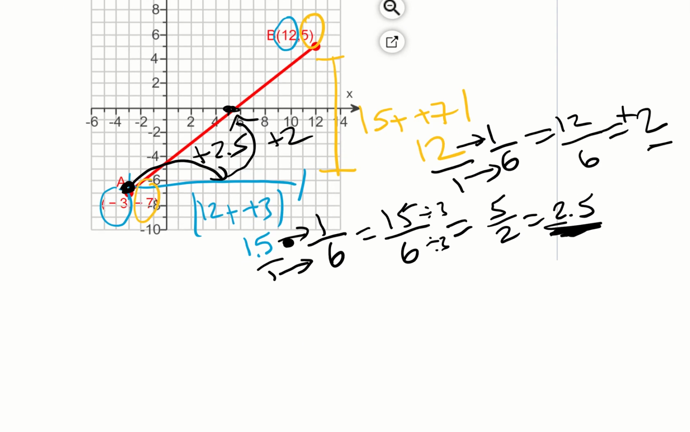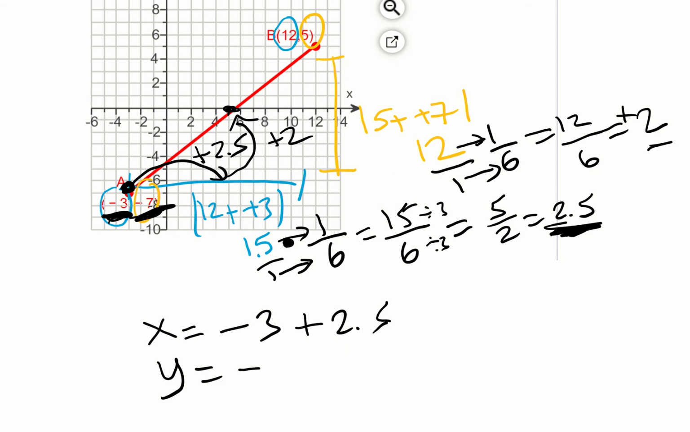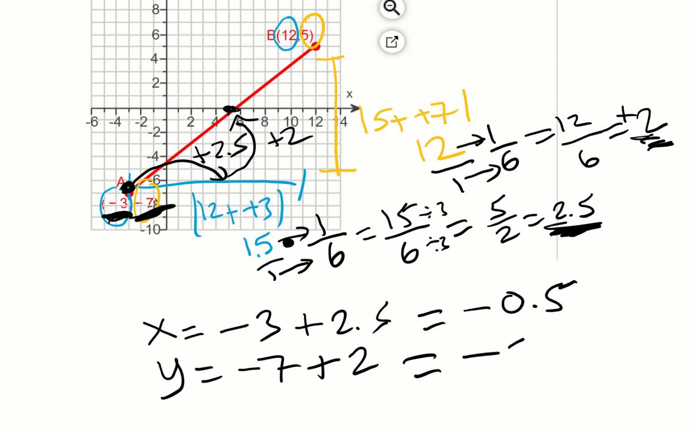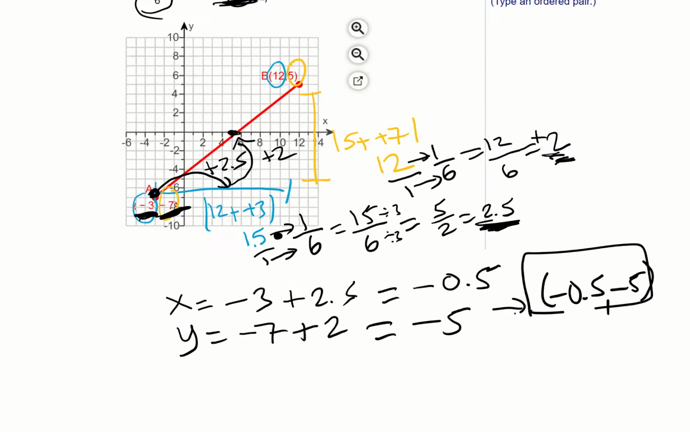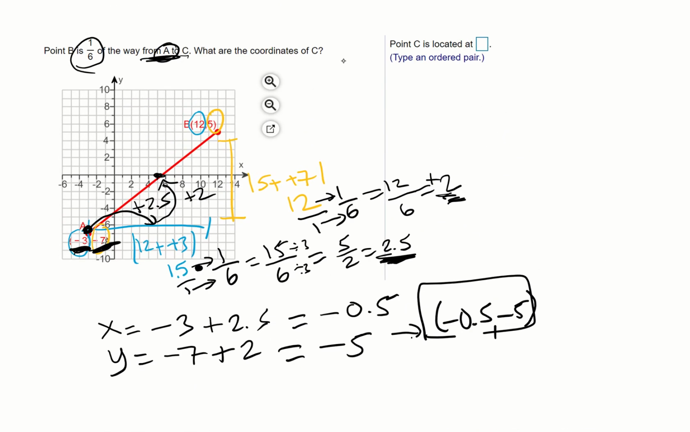What are we going to add that to? Well, we're going to add that to the original x and to the original y. So x equals original x of negative 3 plus 2.5. Y equals original y for A, so negative 7 plus the 2 that we got here. And so negative 3 plus 2.5, that's negative 0.5. And then negative 7 plus 2 is negative 5. So then you're going to put those in a coordinate, so it's (negative 0.5, negative 5). All right, and that's how you do the ordered pair for this partitioning problem.